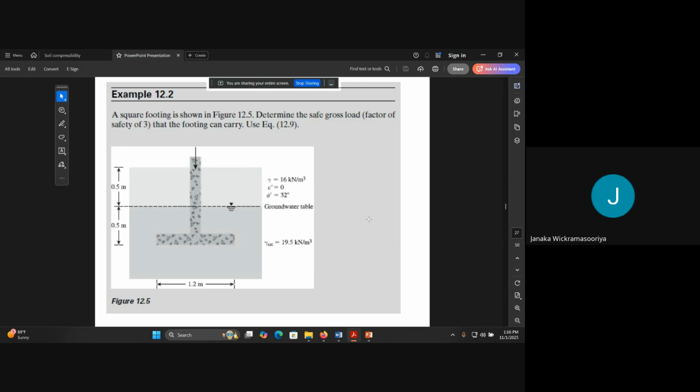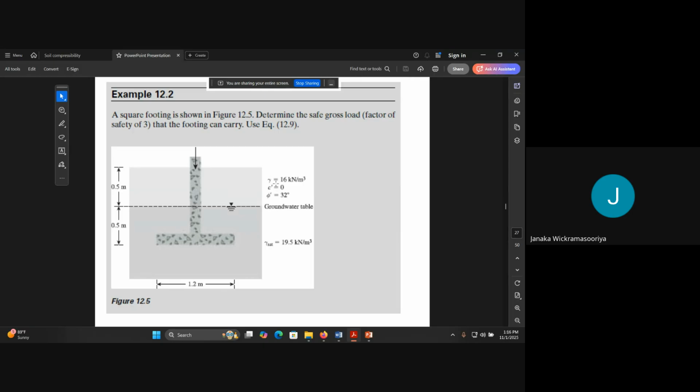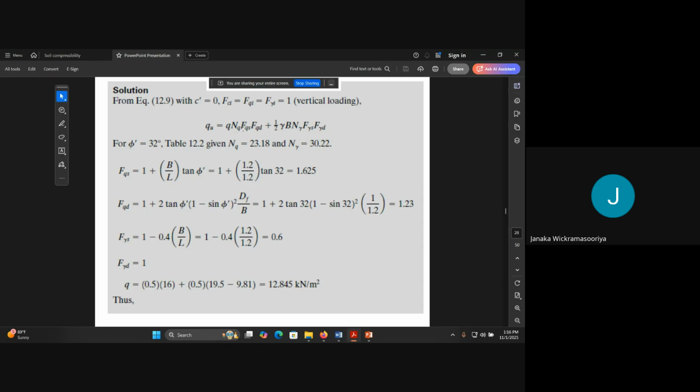Right, shall we see the answer? The water table is here, therefore case 2. However, we discussed this one in the previous week using Terzaghi's method. This is regarding Meyerhof's method. So, since this cohesion becomes 0, one part will be 0, and then you will get only these two parts.